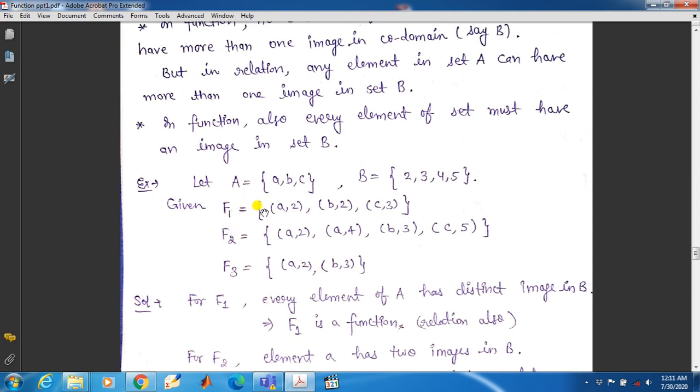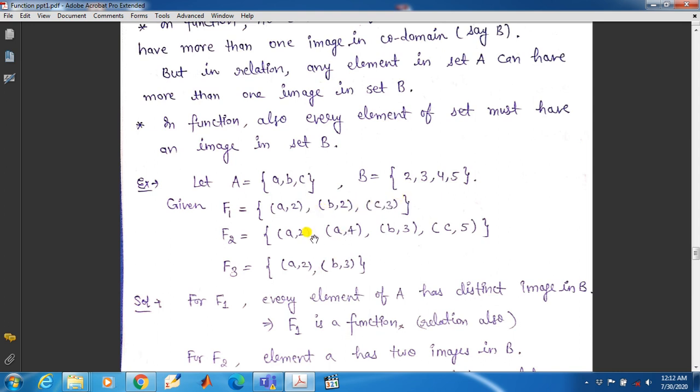So for the first one, F1. Now look, the domain has three elements a, b, and c. They must have a distinct image. Then a is mapped to 2, b is mapped to 2, and c is mapped to 3. That means all the elements are mapped, so it satisfies the condition for a function.